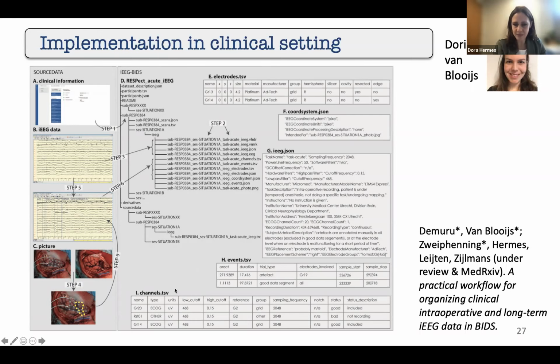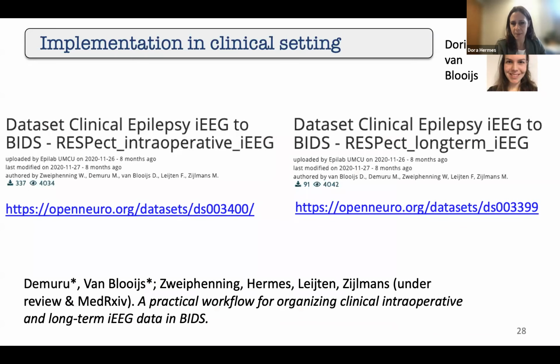It was all possible within the BIDS structure to record these clinical data with the accompanying pictures that were taken in the OR to get the electrode placement. For example, the events were stored, the channels were stored, etc. So this was quite a big effort to make sure that their pipeline and the way in which it was stored was set up correctly.